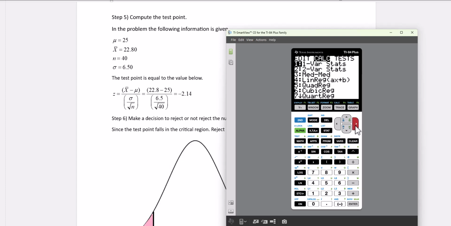We press stat, we go to test, select z-test, select stats, enter the data: 25, 6.5, 22.8, 40, less than. The result is z equal to negative 2.14.